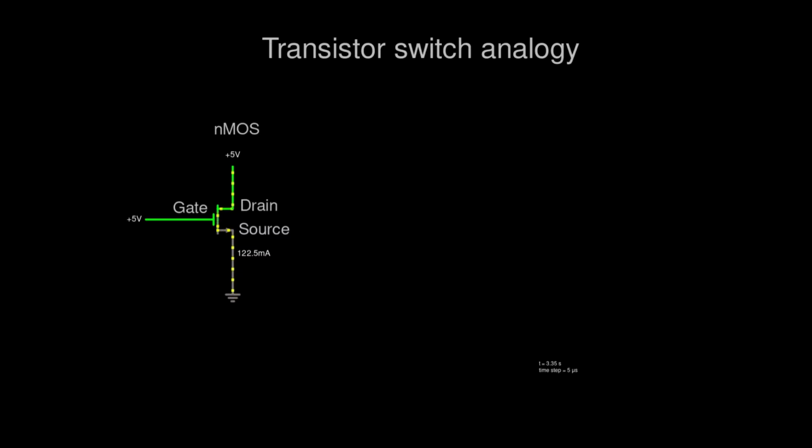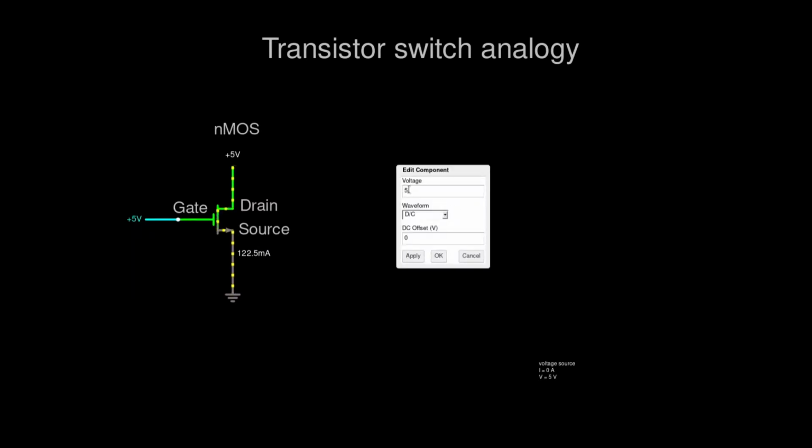So here's a transistor, and we can look at it just like a switch. Let's change the gate voltage. Let's change it to, let's say, 0 volts. We can see that there's no current going through drain or source, or from the higher potential to lower. Now, let's change it back to 5 volts. And we can see there's current going through this path.